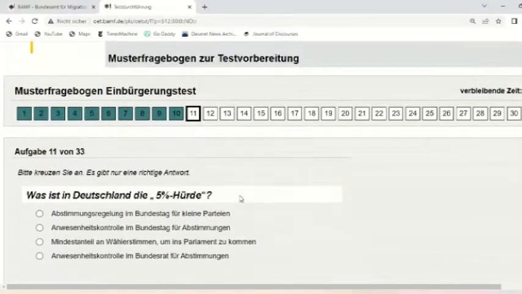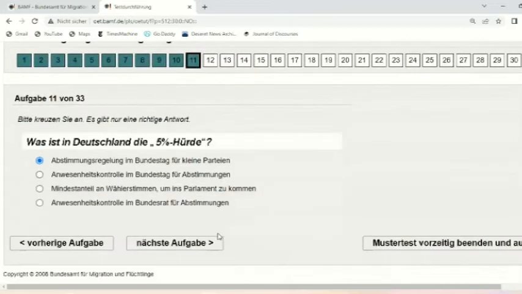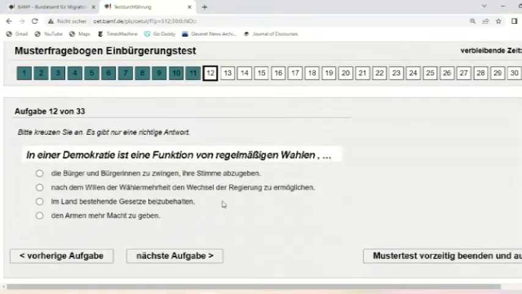Question 11. What is the 5% hurdle in Germany? Election rules in Bundestag for small parties, attendance controls in Bundestag for polls, minimum amount of votes in order to enter parliament, attendance controls in federal council for polls. I felt like it had to do something with the number of votes a party needed to enter Bundestag, but that's somehow halfway between option 1 and 3, so I guessed 1. Number 12. In a democracy, a function of regular elections is to force the citizens to vote, allow a change of government according to the will of the majority, keep the laws of the land, give the poor more power. Obviously, allow a change of government according to the will of the majority.